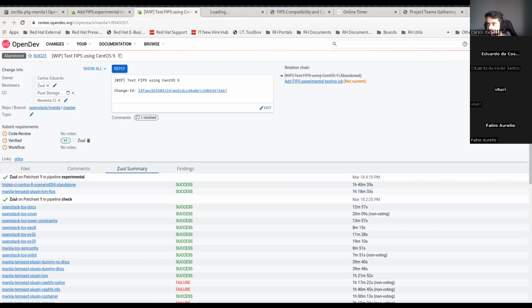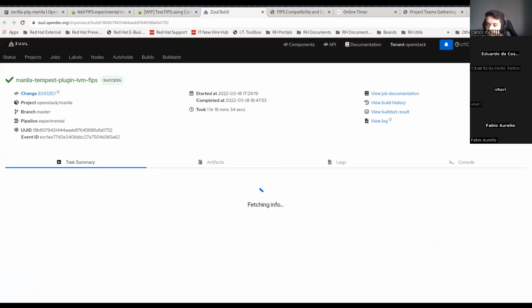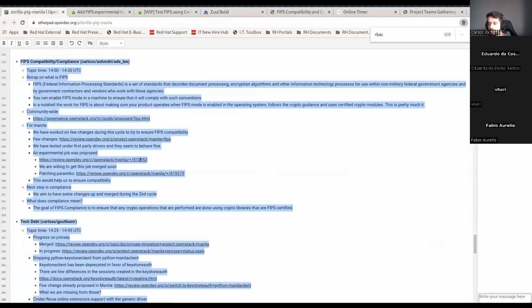I don't think it's going to be available anymore because it's been a few weeks since we did this, or it might be. But yeah, the job is passing, and if there are a few issues, we should possibly be addressing them. But we had the jobs passing, but we decided it would be better to continue already pursuing CentOS 9, which would be the target for us.